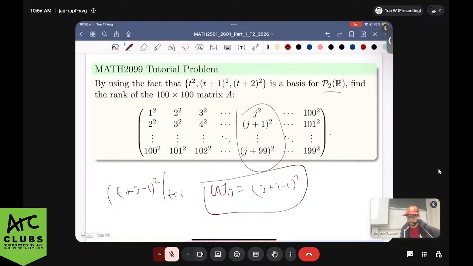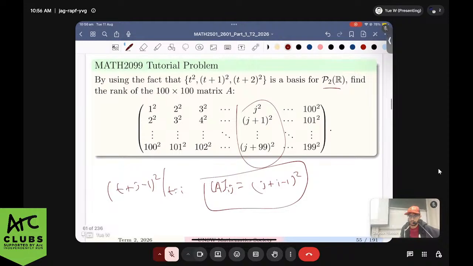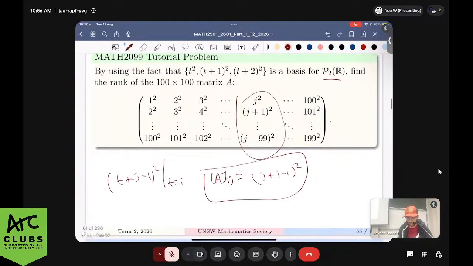Now, what's the point of this? Well, we know this is a basis for P2 of R, which means any quadratic in t can be written as some combination of these vectors. So we can write (t + j - 1) squared as, say, a0 t squared plus a1 (t + 1) squared plus a2 (t + 2) squared.